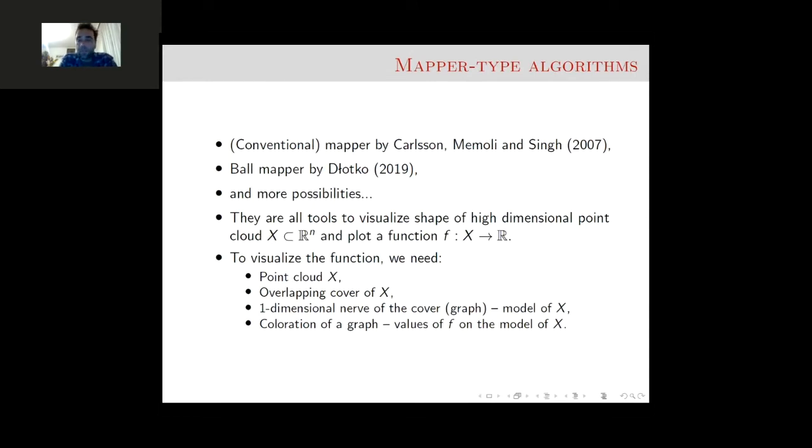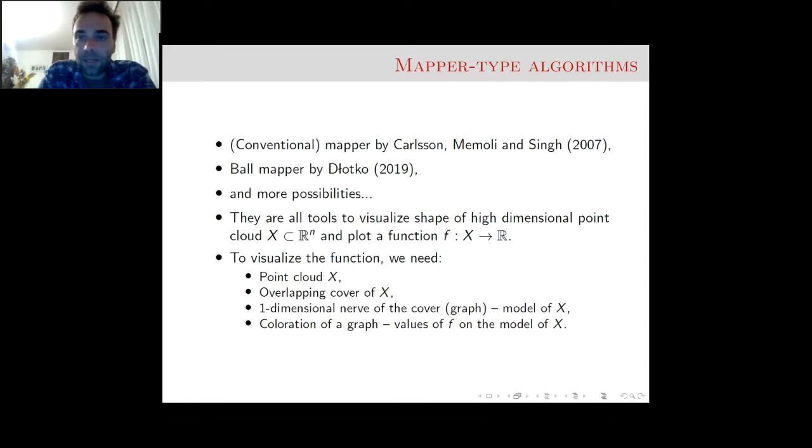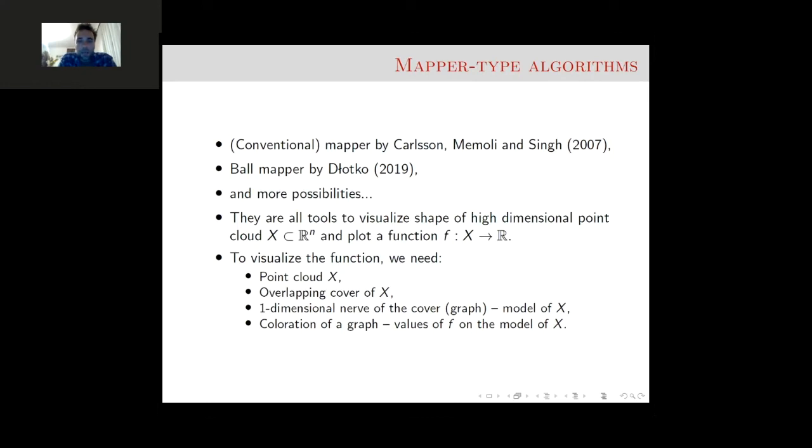There is of course the conventional mapper algorithm, which most people in TDA just call the mapper algorithm. It's by Gunnar, Facundo, and Gurjeet from 2007. It's a state-of-the-art technique, very well recognized. Recently, I presented an alternative to it, which I call the ball mapper, and we'll be speaking about this as well. There are a few more possibilities to build mapper type graphs, but they all serve the same purpose: if we are given a high dimensional point cloud X, a finite subset of R^n, we want first of all to visualize the shape of that point cloud. That's our first aim. Our second aim is to visualize a function on top of this point cloud.